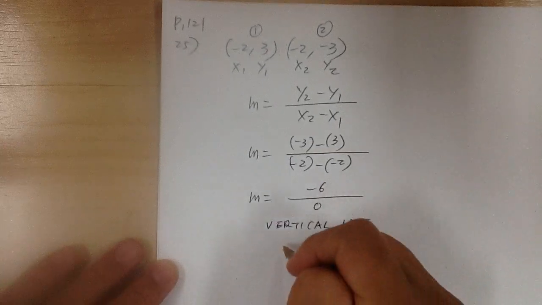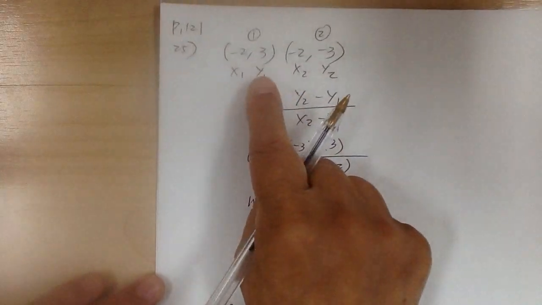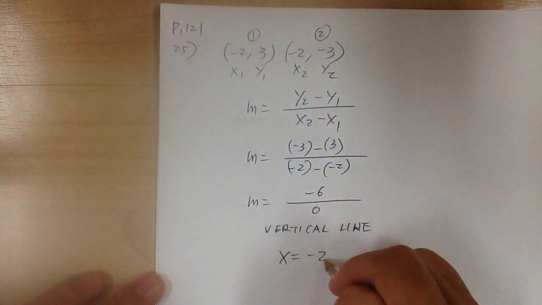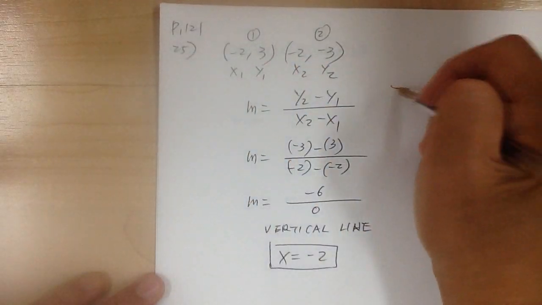So when you have a vertical line, the equation would be x equal to a number. Well, if you look, what is x always equal to? Notice x is always equal to -2. And so that's your equation. Again, if you sketch it out, you can see that.